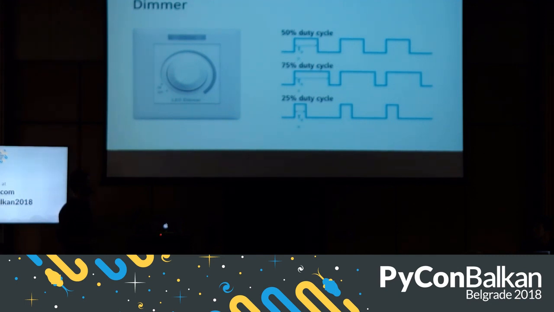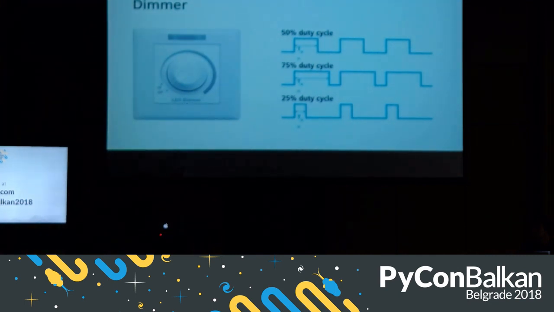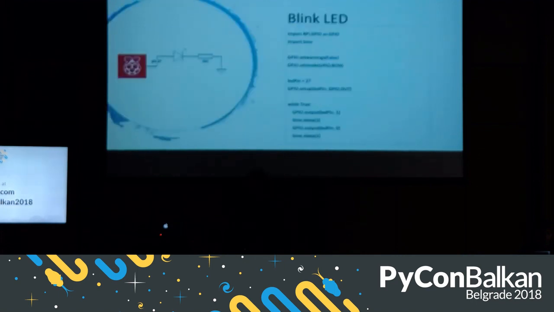And then this should be T on, so this is how long you have your LED on, and then how long you have it off. And the longer you have it on, the stronger the light. It's called a duty cycle. So in this example, you have your 50% duty cycle, that's in the middle, and then 75% is a little bit stronger, 25% is mostly off, and it's a lot softer.